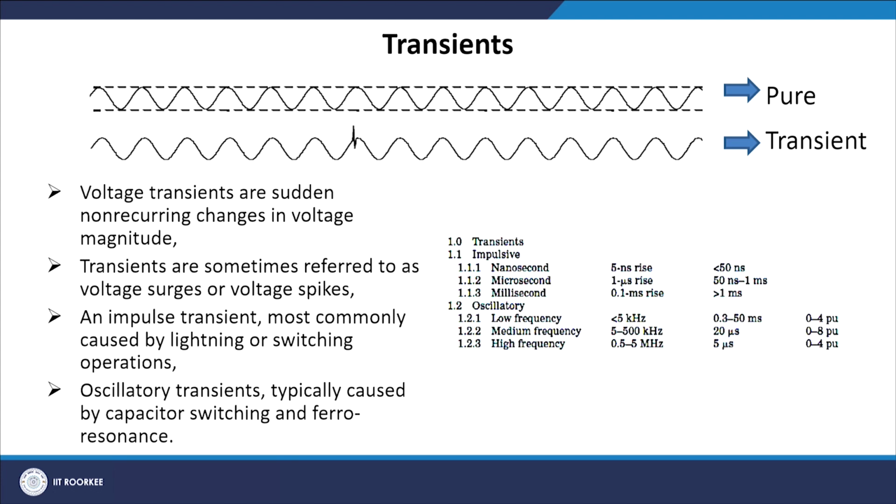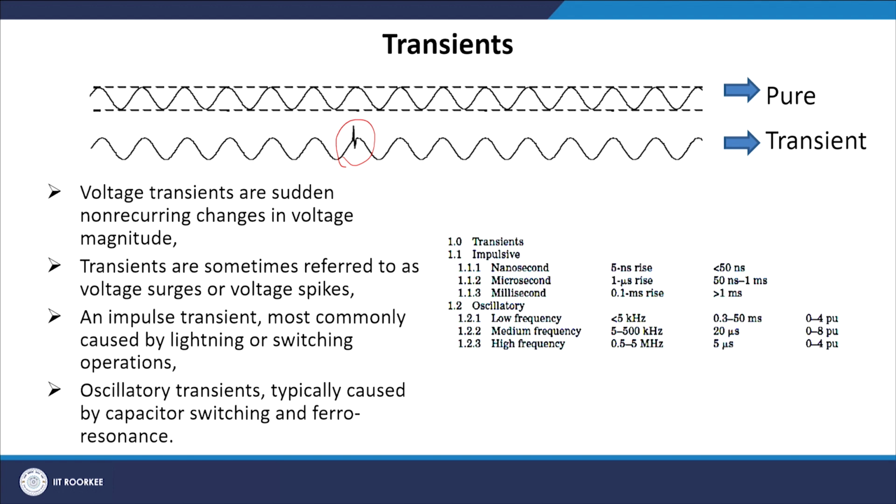Now we'll move to transient. Transient is a very interesting phenomenon. I think in this diagram all of you can see this cycle where you could see there is a spike. So we call it a transient signal instead of a pure signal. Voltage transients are sudden, non-recurring changes in voltage magnitude. Transients are sometimes referred to as voltage surges or voltage spikes.